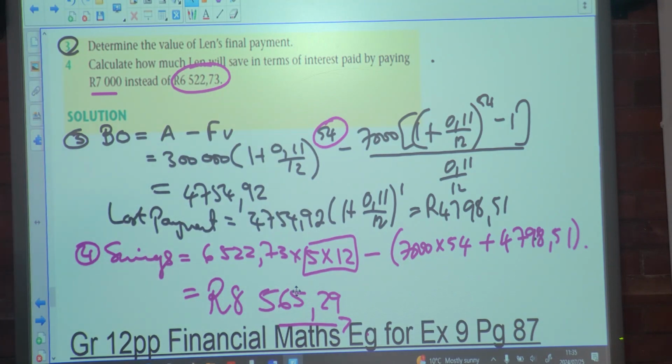Okay, in total basically. Alright, so with that you should be able to do exercise 9 on page 87. Okay, and that brings us to the end of financial maths. Alright.